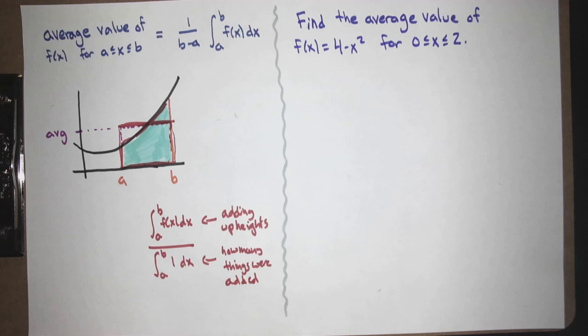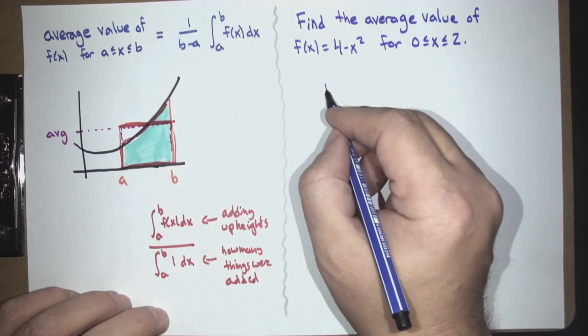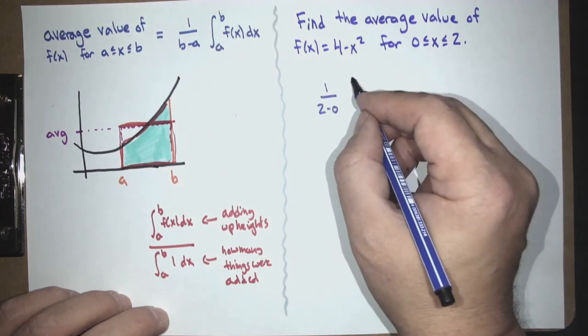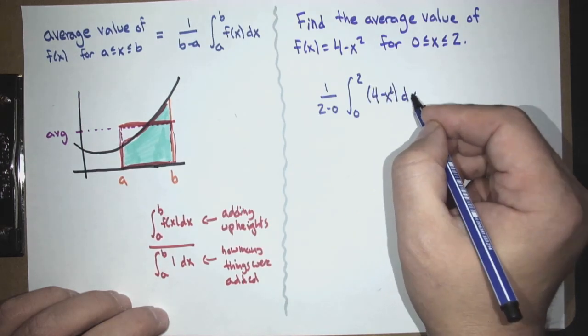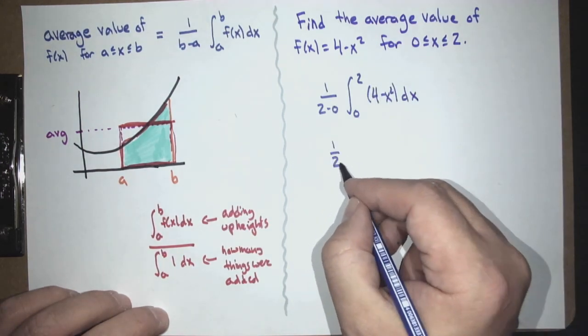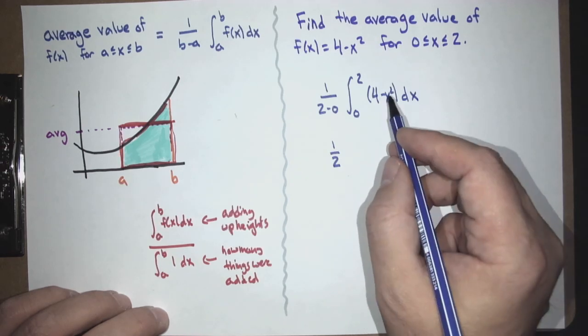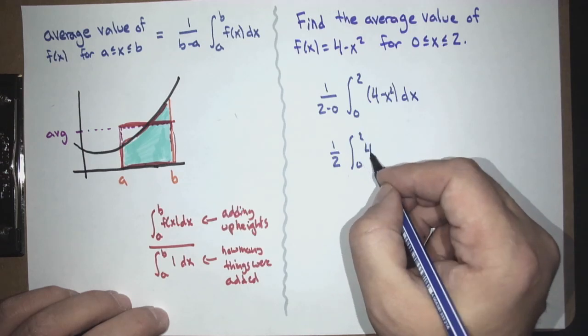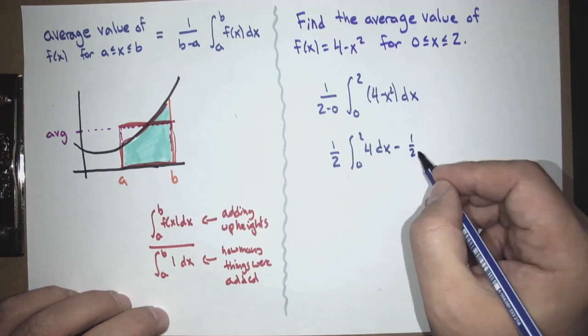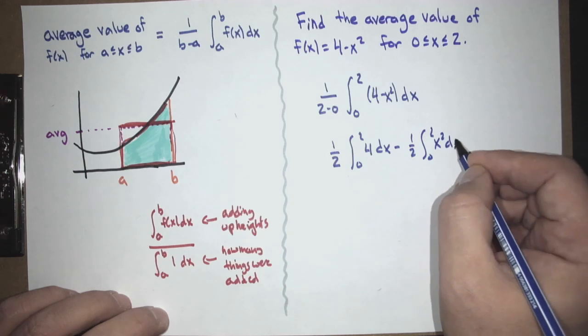Okay, so quick example. Find the average value of the function f of x equals 4 minus x squared between 0 and 2. Well, what does that give us? According to the formula, it would be 1 over 2 minus 0, integral 0 to 2 of 4 minus x squared. Well, okay, we can break that up into two integrals. So this is 1/2 integral of 0 to 2 of 4 minus 1/2 integral 0 to 2 of x squared.